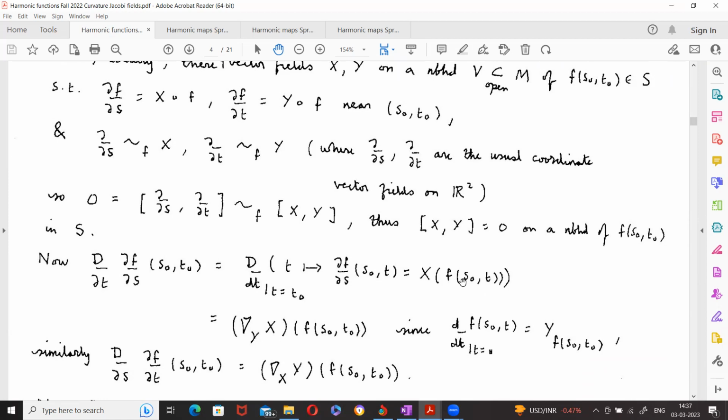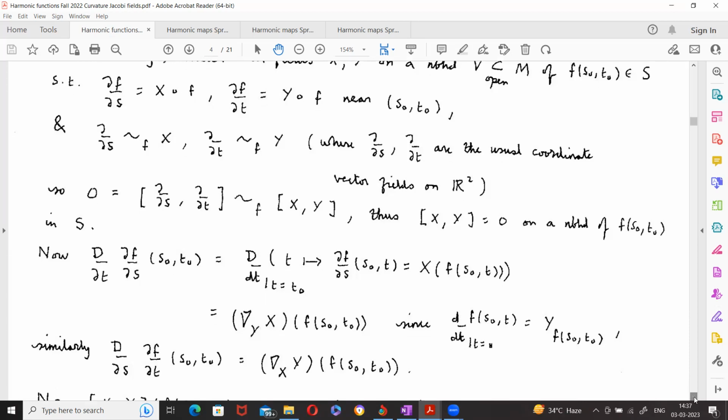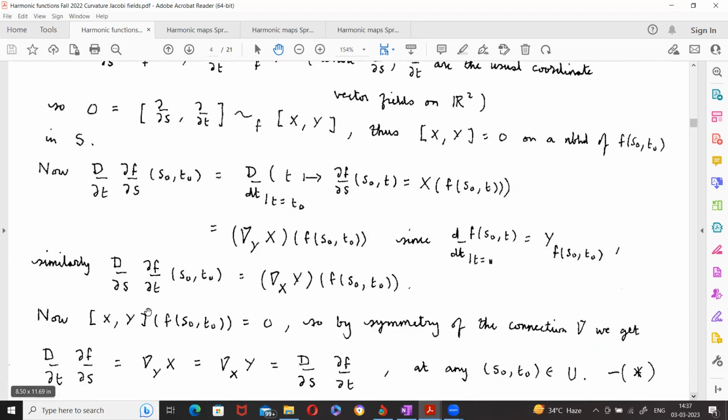Therefore, this is going to be nabla sub gamma prime of X, right? Where gamma is this curve. And what is the derivative of this curve? If I differentiate in the t variable, I'll get ∂f/∂t, which is given by Y. So this will become just nabla sub Y of X. Okay. This D/∂t of ∂f/∂s will become nabla sub Y of X. Similarly, D/∂s of ∂f/∂t will become nabla sub X of Y.